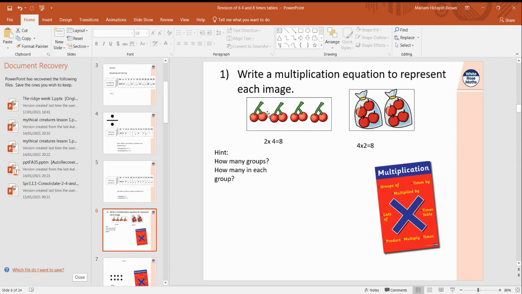Right, this question has asked us to do the following. Write a multiplication equation to represent each image. So I've written 2 multiplied by 4 equals 8. There are 2 cherries and 4 groups of them, 4 stalks. So 2 times 4 equals 8. There are 8 cherries in total. If I wanted to write a multiplication equation about these two pictures, well, I can see there's 4 apples and 2 bags. So 4 multiplied by 2 equals 8.